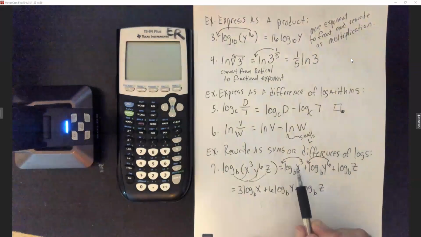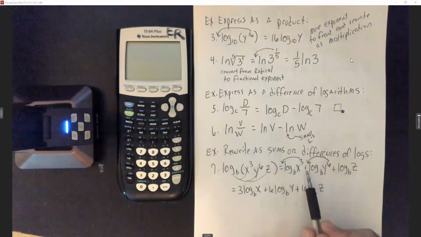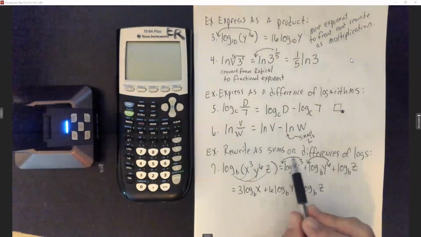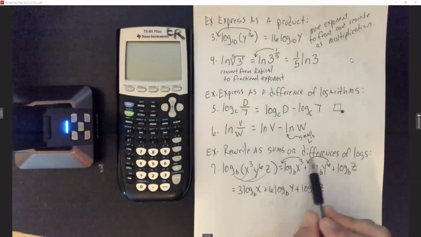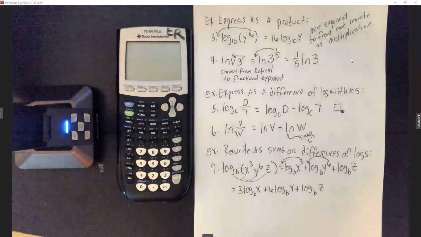So once you get it rewritten as a sum, these exponents also have to be brought down using the power rule, okay? We're not allowed to leave exponents up there. So these are a little tricky at first, but you get used to them.